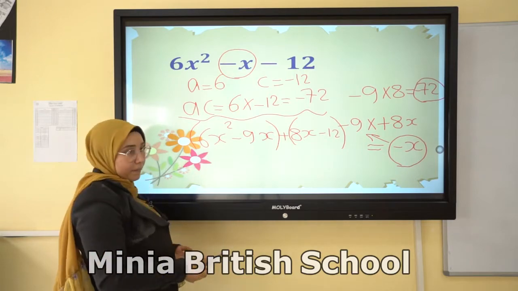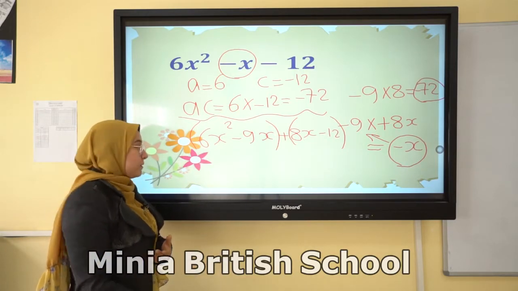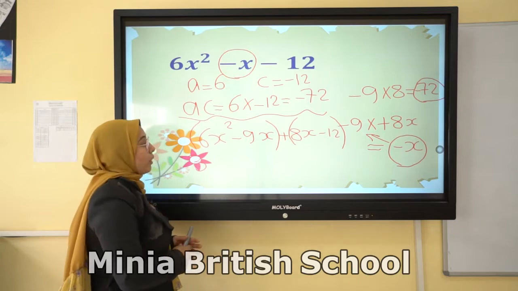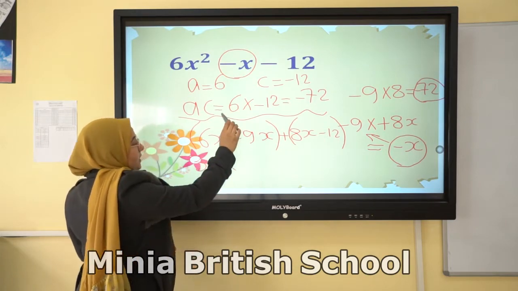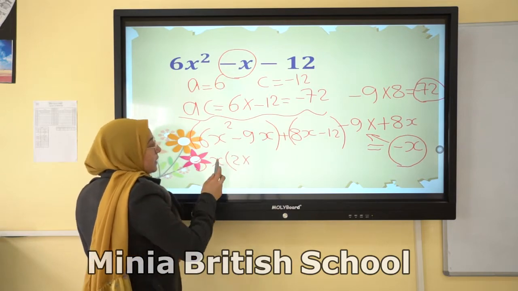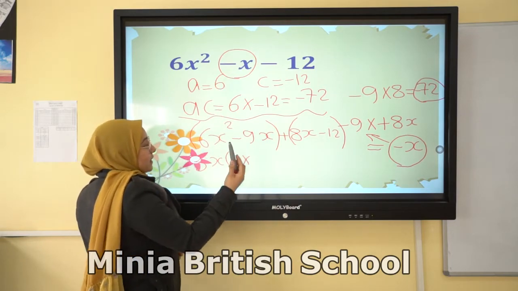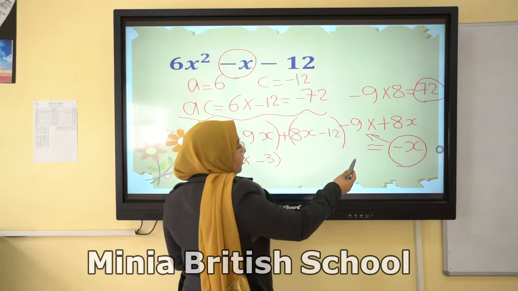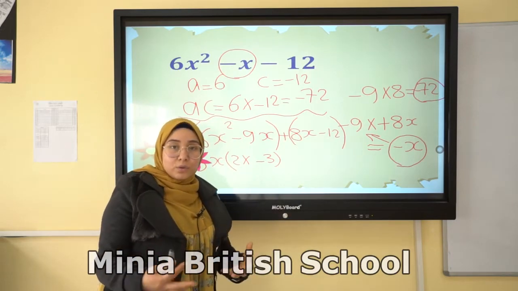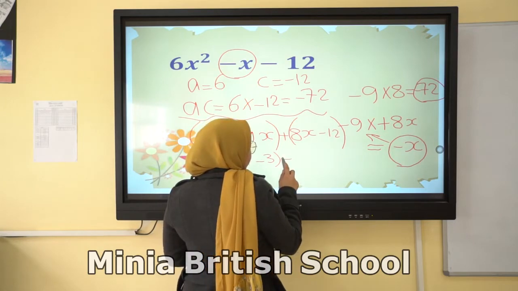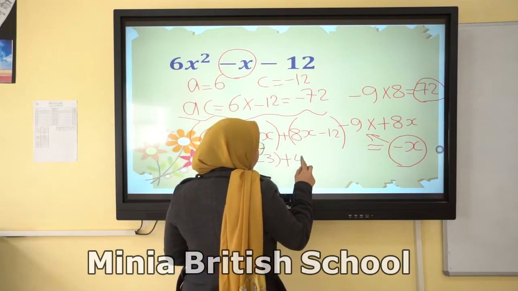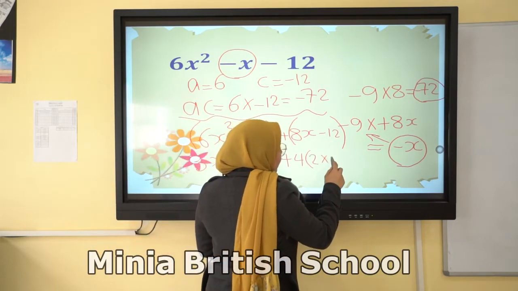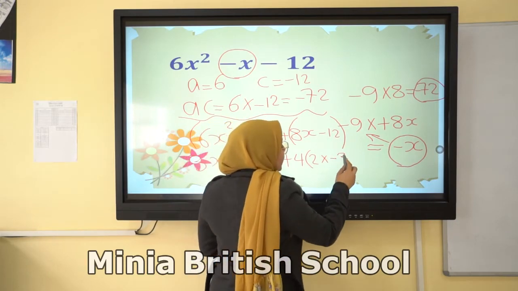Here 6 and 9 are multiples of number 3, so I will take 3 outside. For x power 2 and x, I will take the lowest power, x. Now 6x power 2 divided by 3x equals 2x, and negative 9x divided by 3x equals negative 3. And the same idea here, 8 and 12 are multiples of number 4, so I take 4 outside. Here 8x divided by 4 equals 2x, and negative 12 divided by 4 equals negative 3.